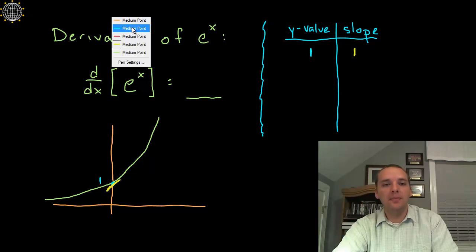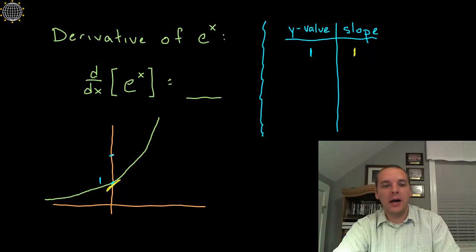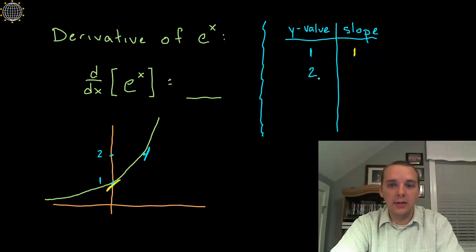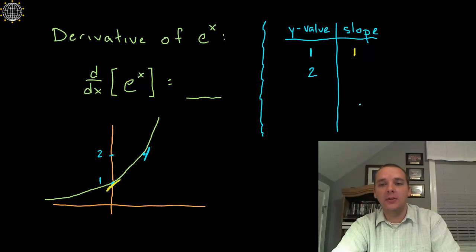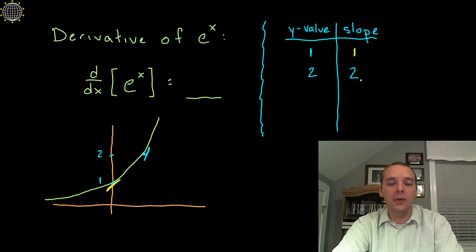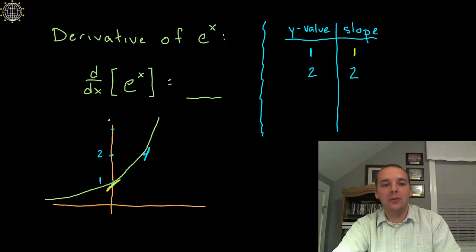Well, let's keep going. If you picked a y value a little higher, maybe like 2, if you look at the graph, you might notice it's a little steeper there, steeper than 1. So if the y value is 2, any guesses on what you think the slope might be? Well, in fact, it turns out to be exactly 2. If you picked a y value of 3 or 4 or 5, then the slope would match perfectly whatever that y value is. So depending on what your y value is, like 3, the slope would be 3.